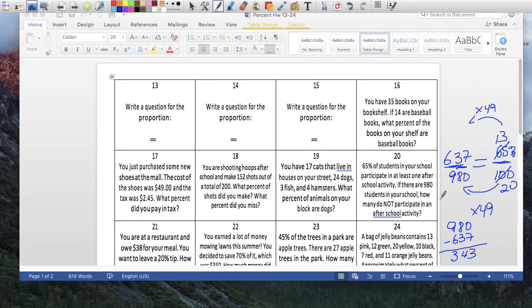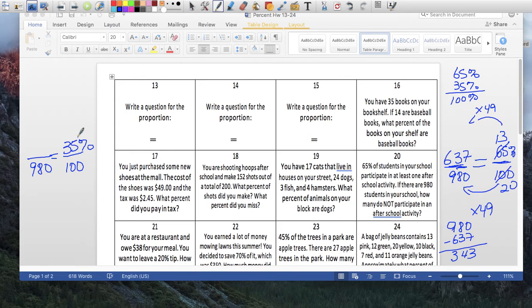So that was one way of doing it. The other way of doing it, and I'm going to take that same setup, 980 and 100. But instead of writing 65%, I'm going to write 35%. Well, if 65% participate, that obviously means that 35% don't. So I could have gone straight and used 35% because that represents the number of kids who don't do anything. Okay, and let's see if it gives me the same answer, which is 343.